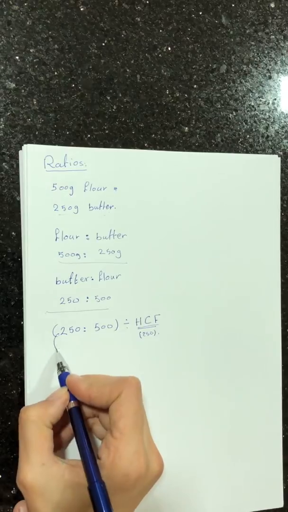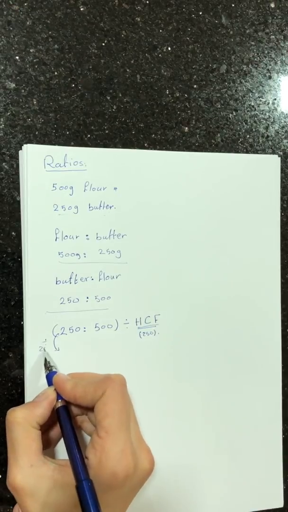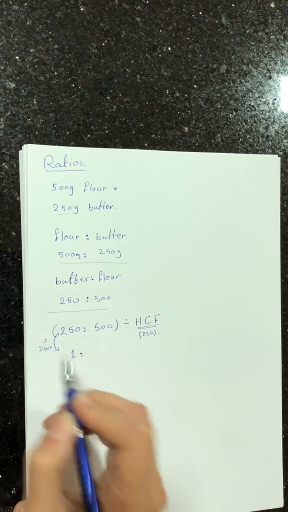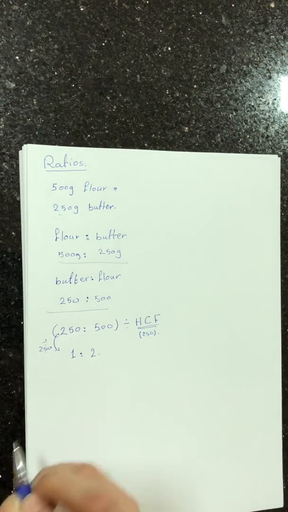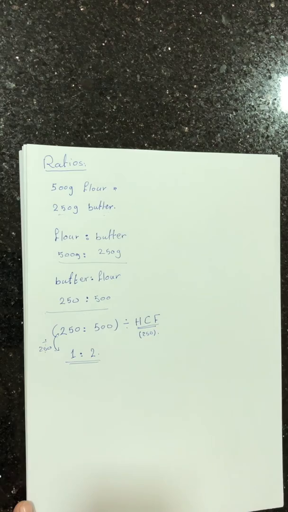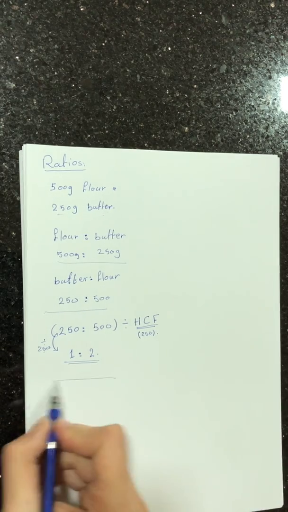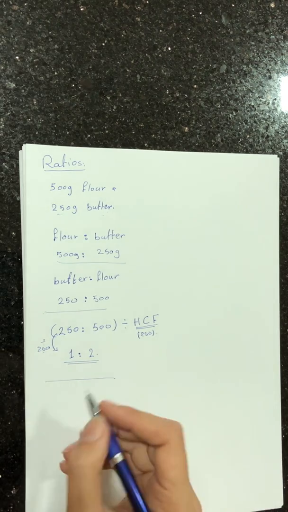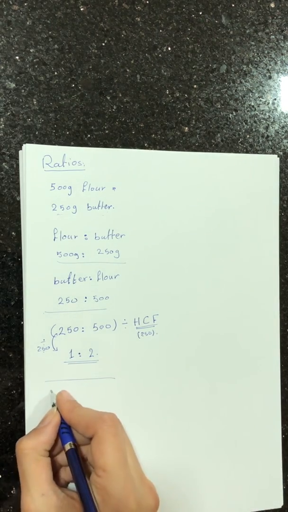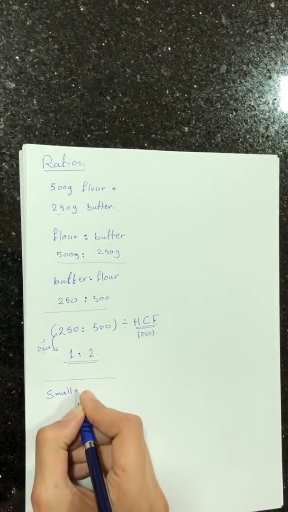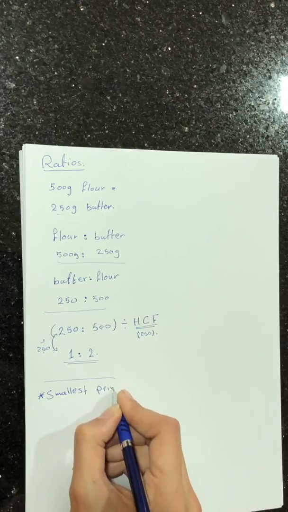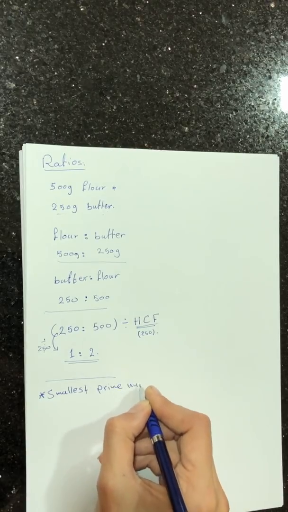So you can say 250 divided by 250 is 1. 500 divided by 250 is 2. So this is the simplest form of this ratio. Of course, you can say, I can't find the highest common factor that easily, it'll take me too much time. Then I would advise you to use the smallest prime numbers.